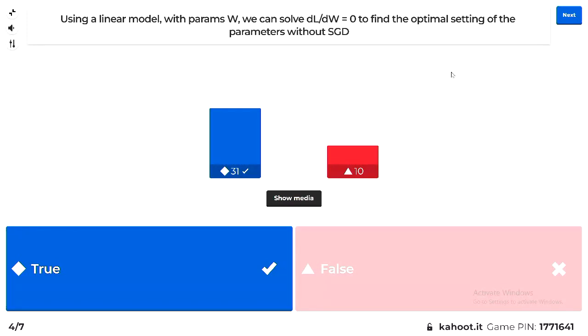So what ends up happening is that if we have a loss function with a linear model, we will always end up with a convex loss function. So there will be a single minima. And if we're able to set this derivative to 0, we will necessarily get that. We will necessarily get the global minima.